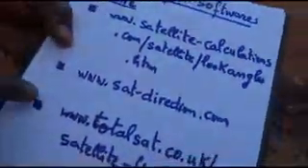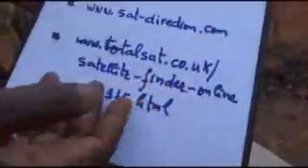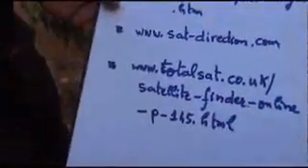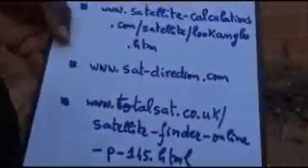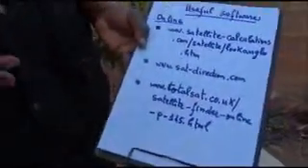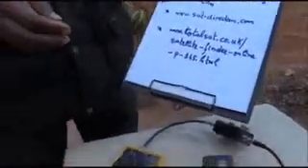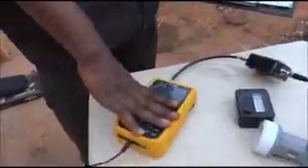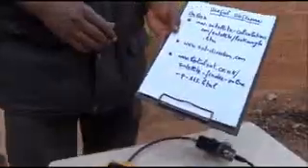You have satellitecalculations.com, and you have satdirection.com, and you have totalsat.co.uk also, and you have the internet link to connect to these websites, and then you can get from there different information about the frequencies that are working. Not all the frequencies, I told you already, coming with your SatLink will work on your location. So you have to make some research about that.